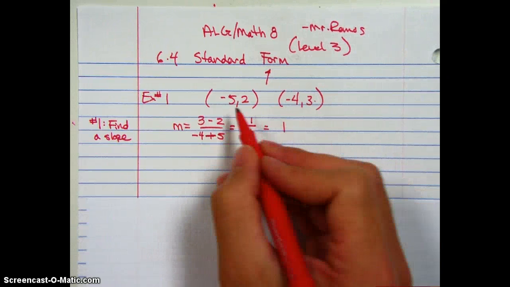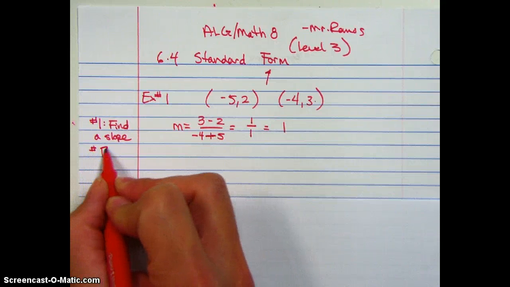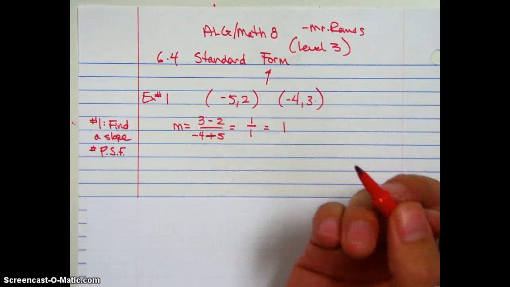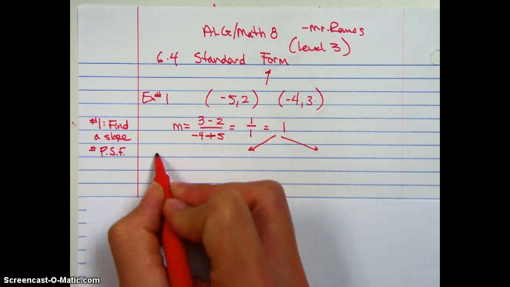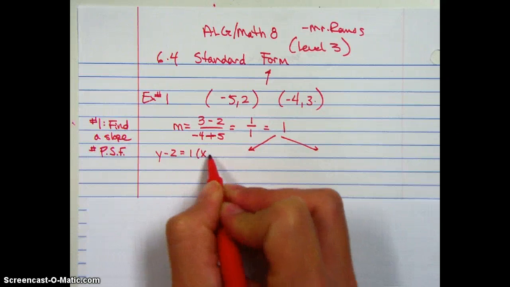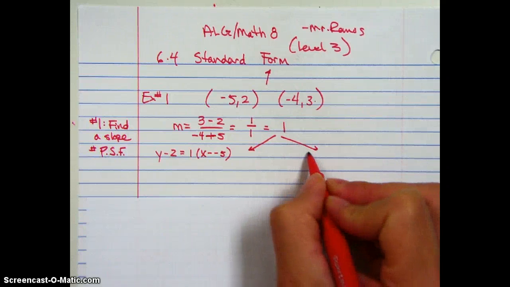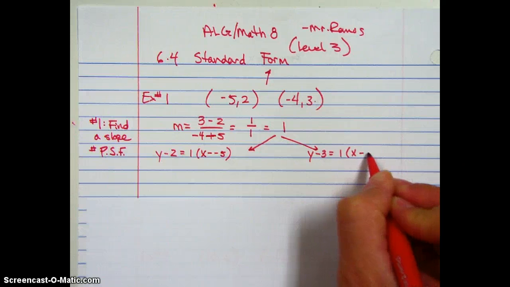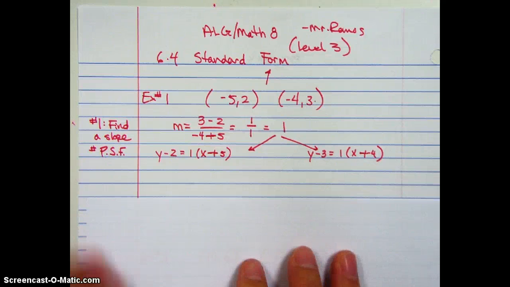At this point I could use either point, but I'm going to put it into point slope form. I'll show you. I'll use both of them one at a time. You could just choose one or the other, but let's go this way. We're going to go y minus 2, using this point over here, equals my slope times the quantity x minus my x value. Over here, let's use it the other way. y minus 3 equals my slope times x minus a negative 4. And so minus a negative turns into plus.